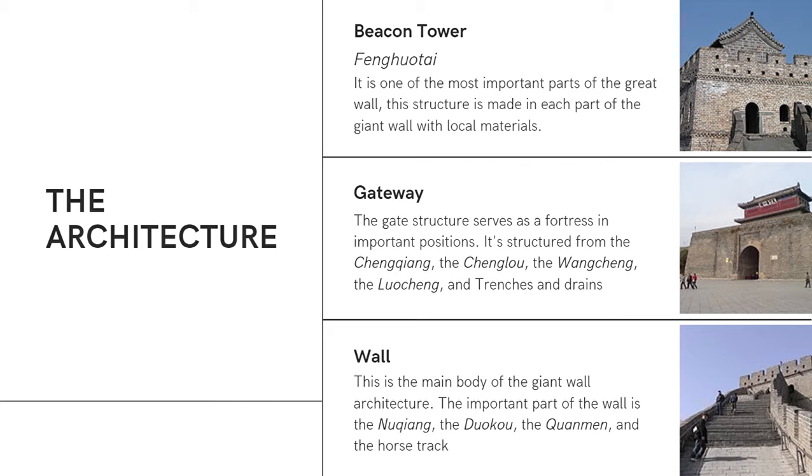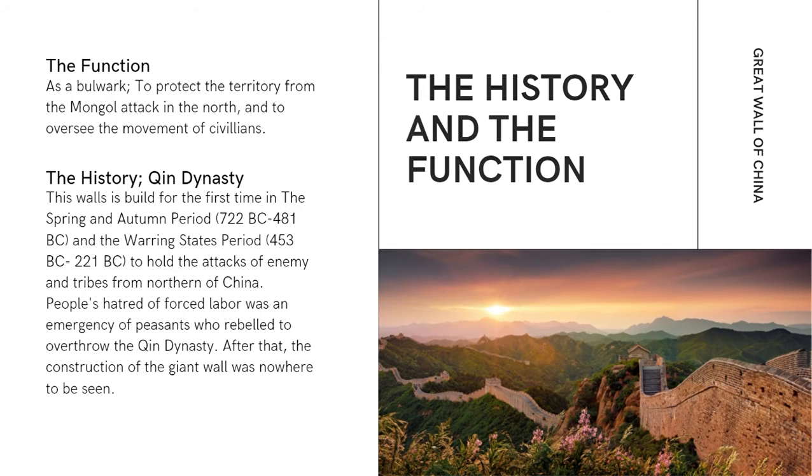The third is the wall. This is the main body of the giant wall architecture. The important parts of the wall are the Nongqiang, the Duokou, the Guanmen, and the Hostrek. The function is as a bulwark to protect the territory from the Mongol attack in the north and to facilitate the movement of civilians.